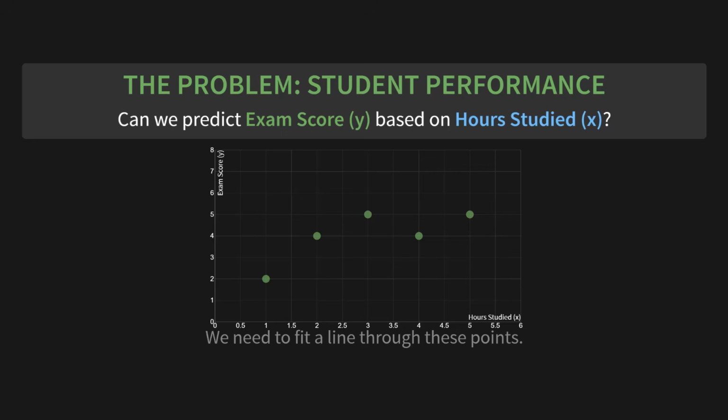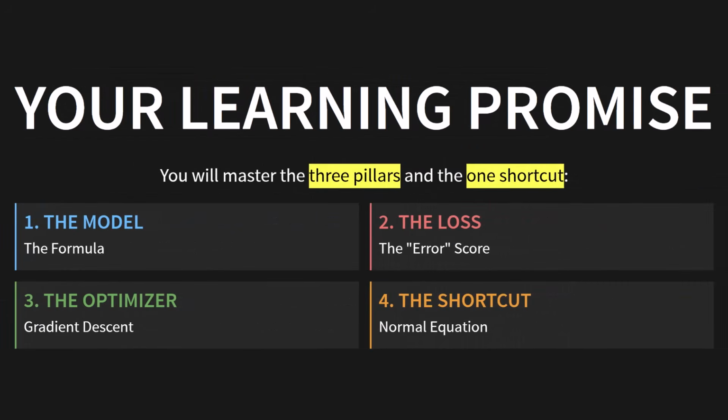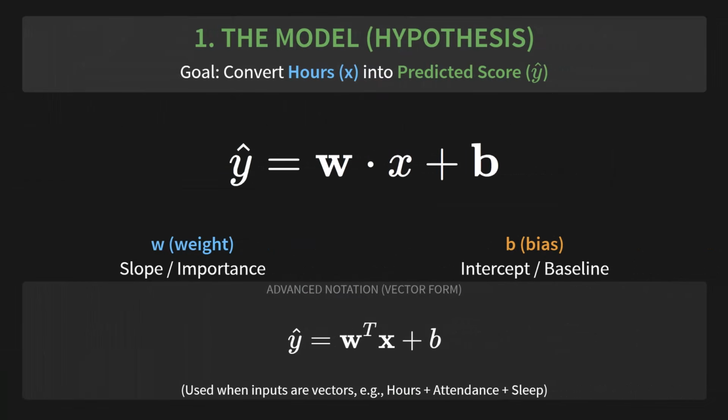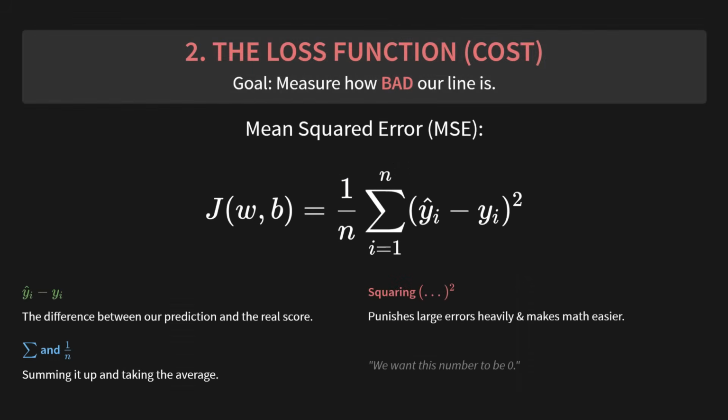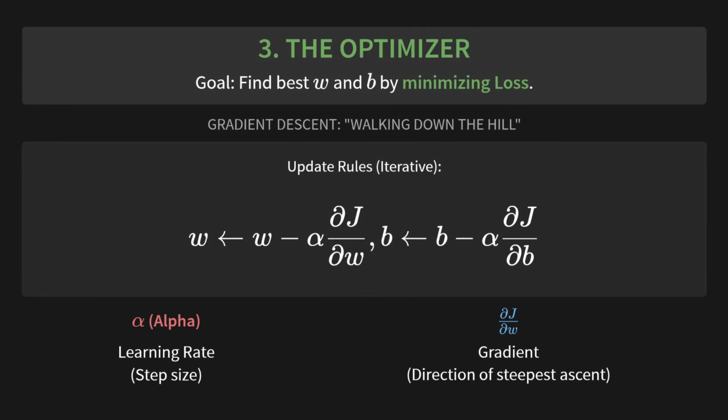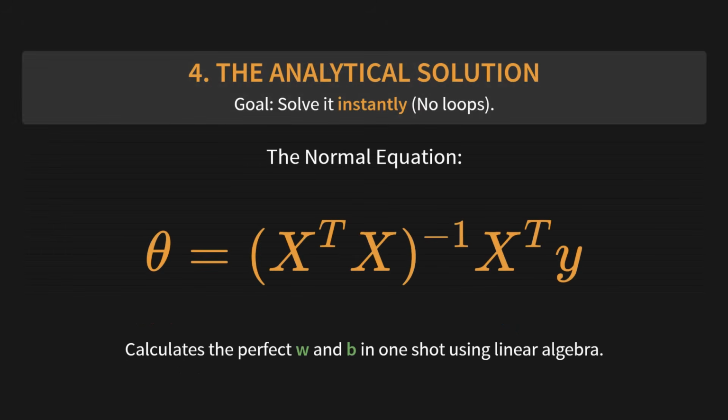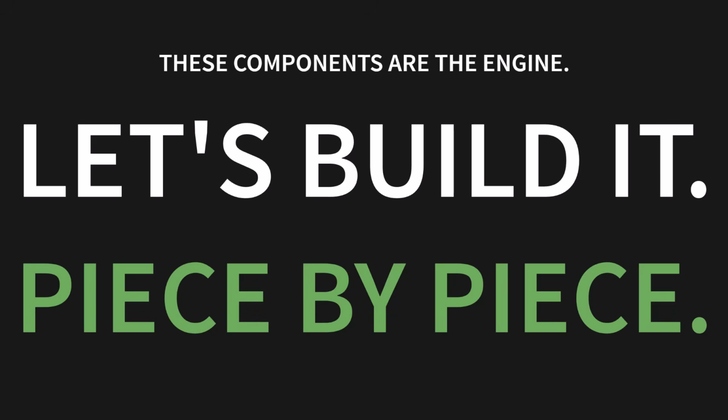Here is my promise. By the end of this, you will master the 3 pillars and the one incredible shortcut. First, the model, the actual formula. Second, the loss, how we calculate error. Third, the optimizer, gradient descent, the process of getting better. And finally, the shortcut, the normal equation that solves it all instantly. These components are the engine. Now, let's build it, piece by piece.